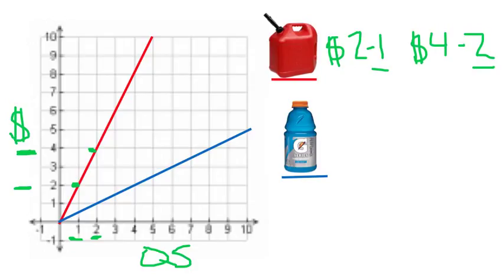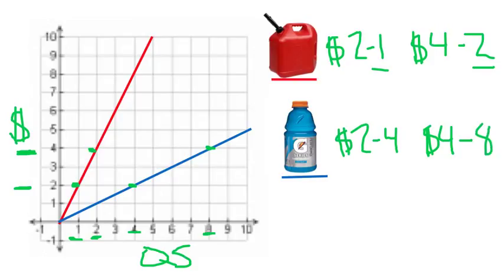And now let's look at the Gatorade. At $2, the quantity supplied of Gatorade is 4 units. But at $4, the quantity supplied jumps to 8 units. So you see the Gatorade is elastic because the price change affected quantity supplied more than it affected the quantity supplied of gasoline. Here the difference is 4, and here the difference is only 1 unit.